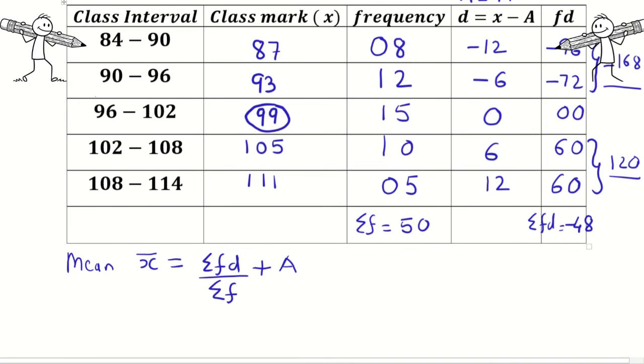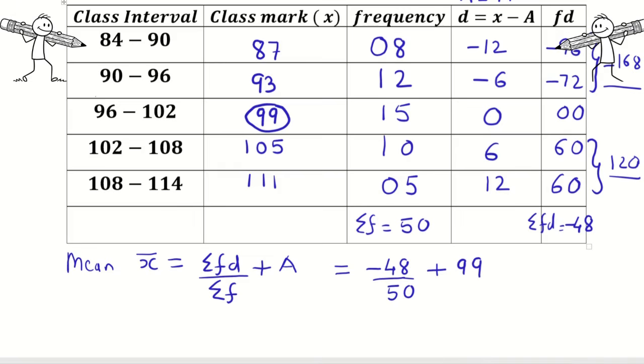Fine students, now one more trick I'll teach you. Whenever students do this calculation, they simply make LCM, this and that, not required students. Just substitute the values. There are smart maths also to do this calculation. So sigma FD is minus 48. Now don't forget to write the formula, and let me make you aware that there is no marks for the formula alone. There are marks for formula and correct substitution. So 50 plus, what is a, the assumed mean? What did you assume? We have assumed 99.